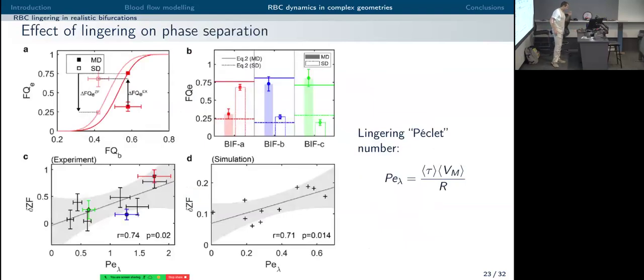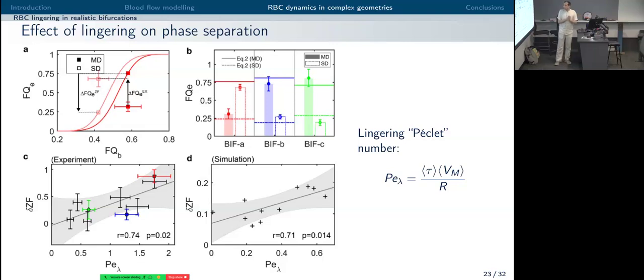Okay, so now what we did, and I really don't want to go too much into detail, you see a lot of information here, but I just want to distill this to the essential. And if you're interested, please look at the paper. We defined a lingering Péclet number. And the Péclet number is basically a ratio of timescales for different transport modes.